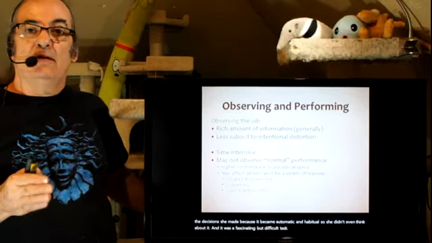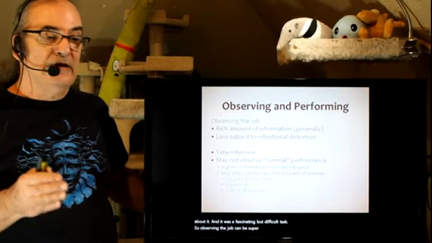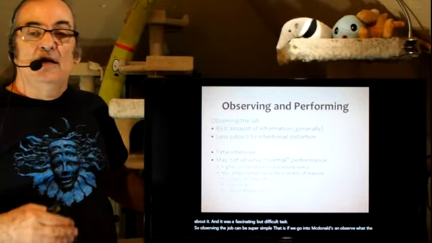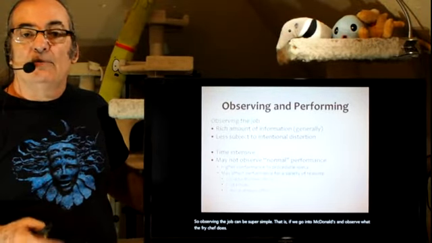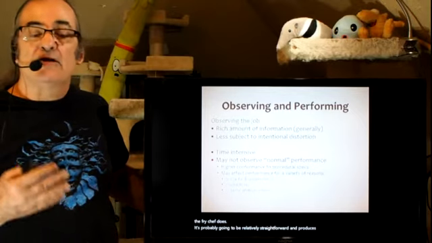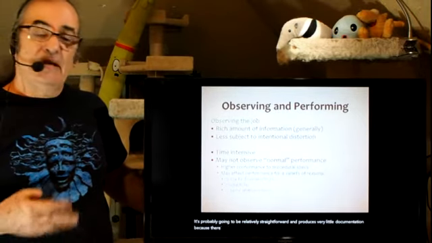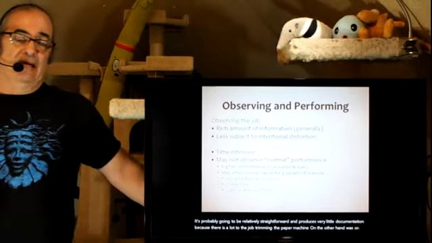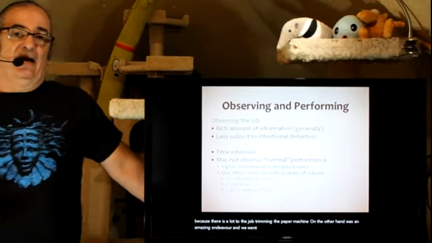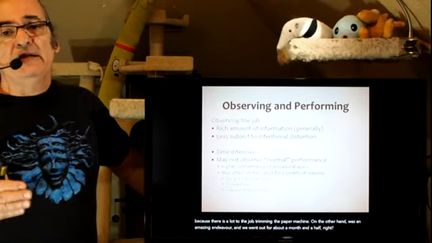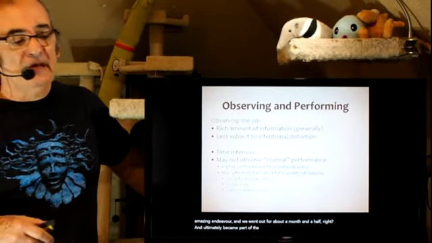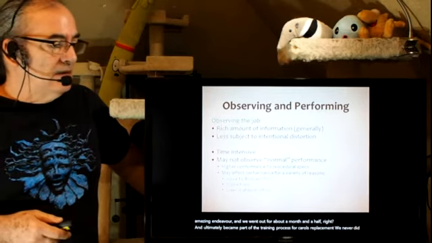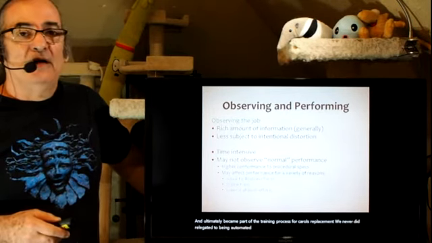So observing the job can be super simple. If we go into McDonald's and observe what the fry chef does, it's probably going to be relatively straightforward and produce very little documentation, because there isn't a lot to the job. Trimming the paper machine, on the other hand, was an amazing endeavor. We went out for about a month and a half, and it ultimately became part of the training process for Carol's replacement. We never did relegate it to being automated, being computerized, at that point in time.